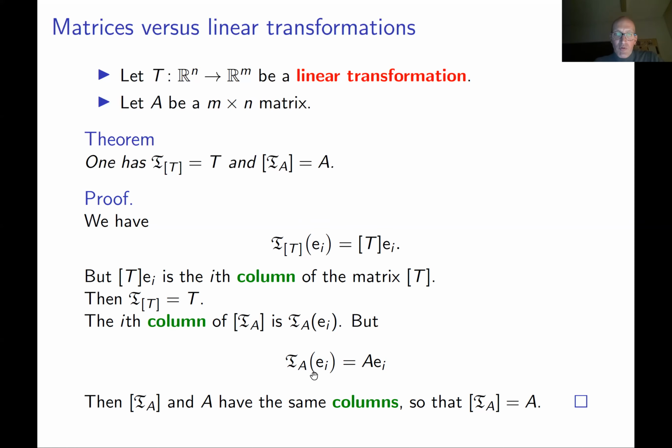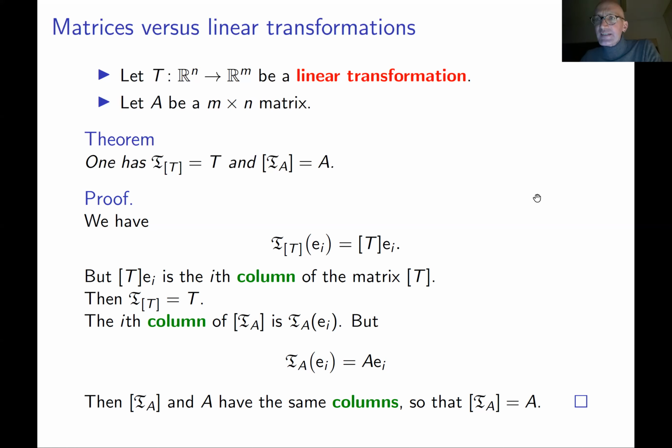On the other hand, what is this linear transformation applied to e_i? By definition, it's A times e_i. This is how we define T subscript A. And this is the same as multiplying A by e_i. So we proved that if you multiply the left-hand side and right-hand side by e_i, you get the same vector. But this vector is the ith column of the corresponding matrix. So these two matrices have the same columns, all columns are the same. So it means the matrices are the same.